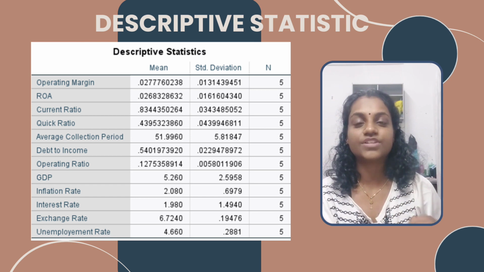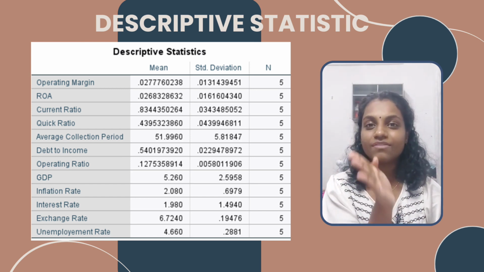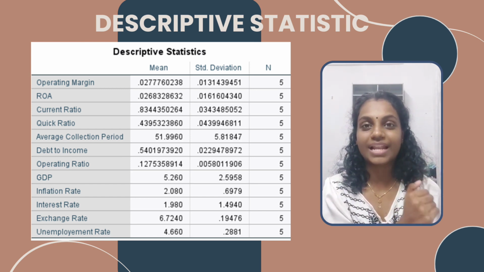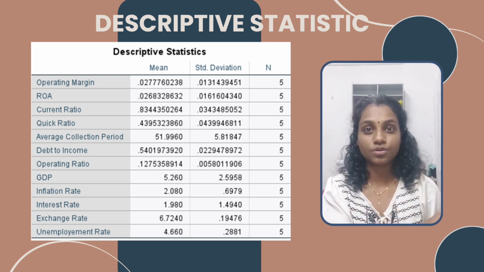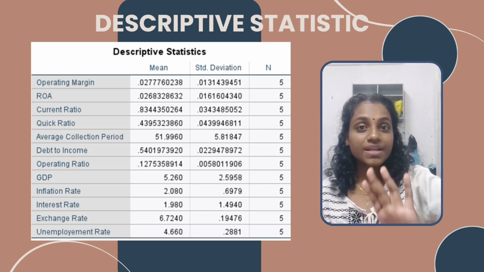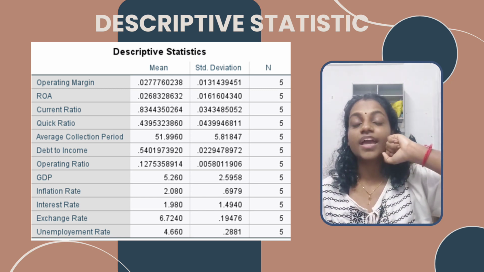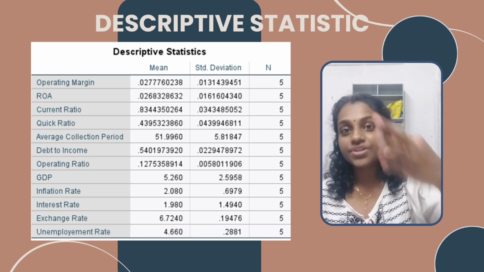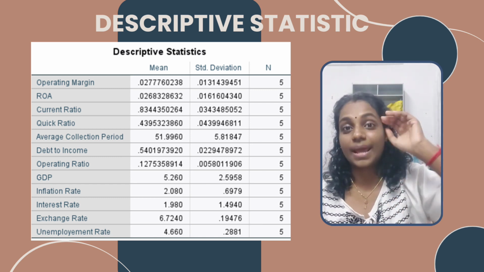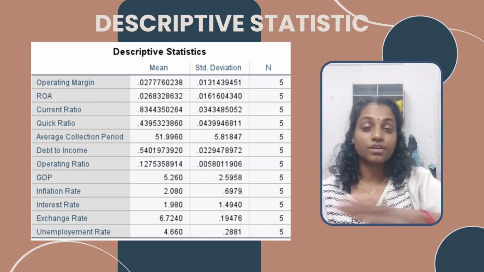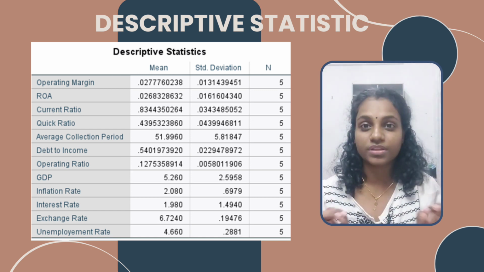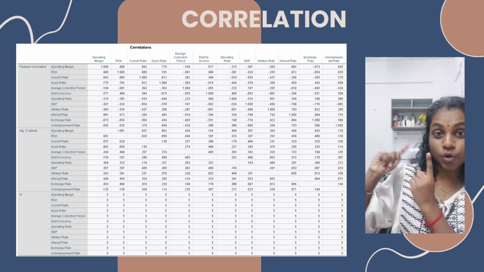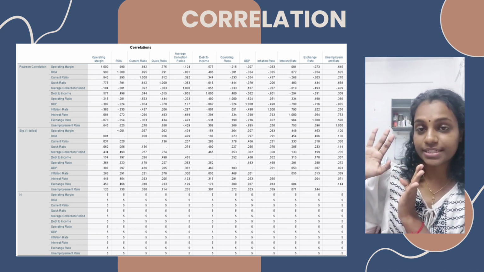The low operating ratio of 12.75% highlights efficient cost management. Shifting to China's economic indicators, the stability in GDP, inflation rate, interest rate, exchange rate, and employment suggests a robust economic environment, offering a variable context for Lenovo's operation. Move to the correlation table. This is the correlation table.